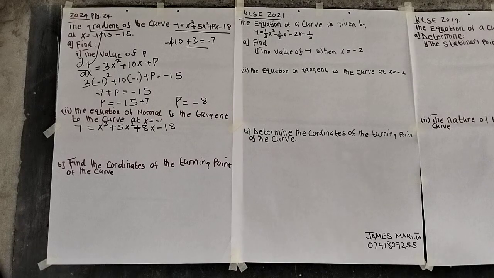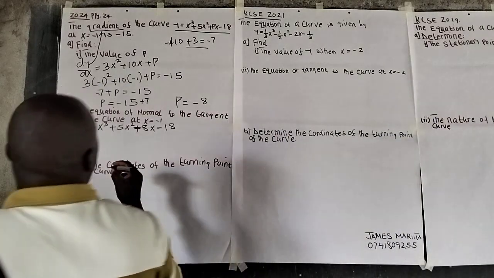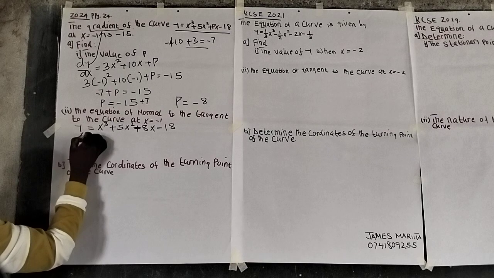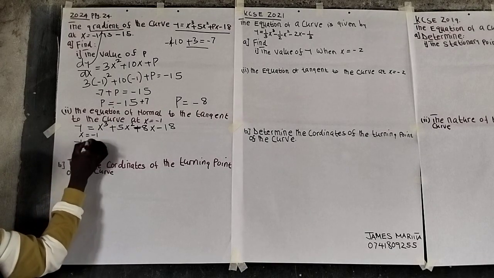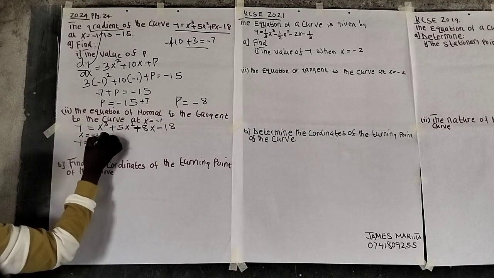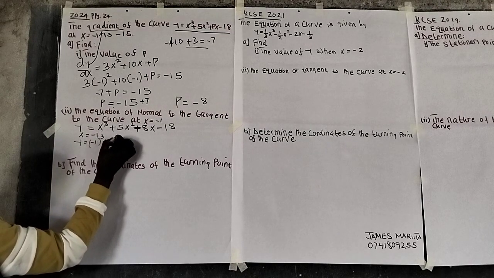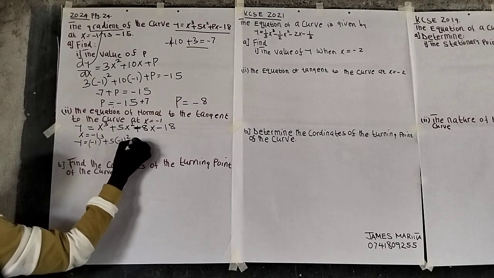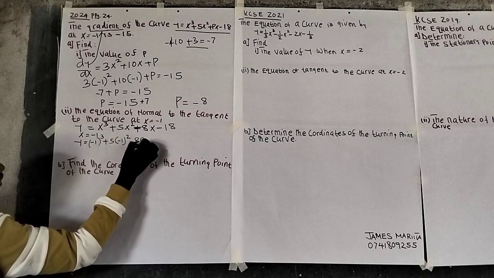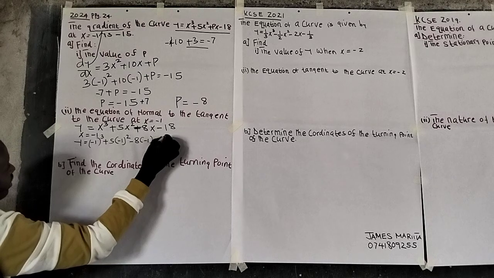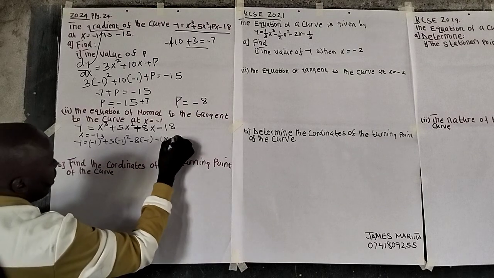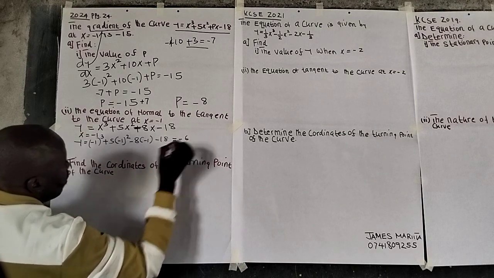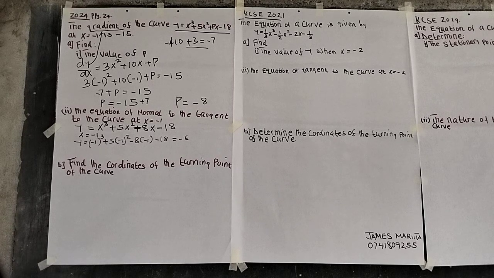When the value of x is equal to negative 1, as we have been told here, the value of y is equal to negative 1 raised to power 3 plus 5 into negative 1 squared, minus 8 into negative 1, then minus 18. So you will get that the value of y here is equivalent to negative 6.